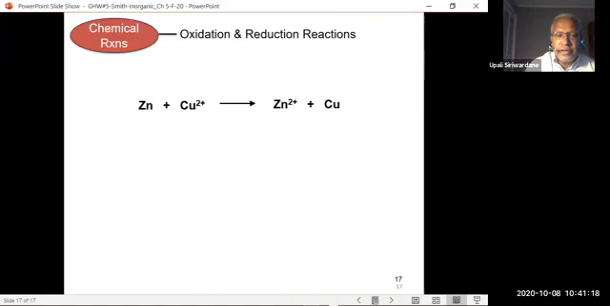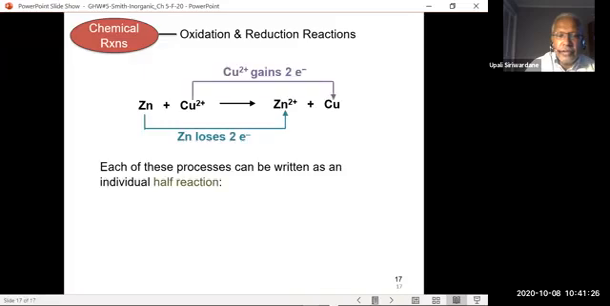Now in this reaction, you should be able to tell the loss of electrons, and the number of electrons lost should be equal to the number of electrons gained. This is called a half reaction. The half reaction for zinc is zinc going to zinc 2+ plus 2 electrons. The half reaction for copper is copper 2+ plus 2 electrons going to copper.